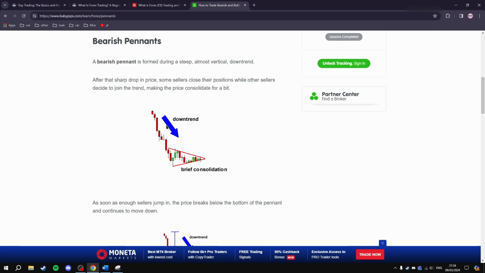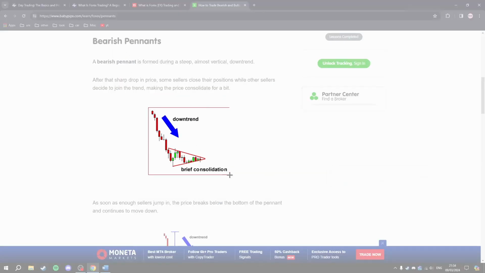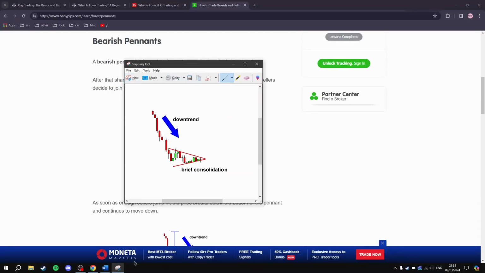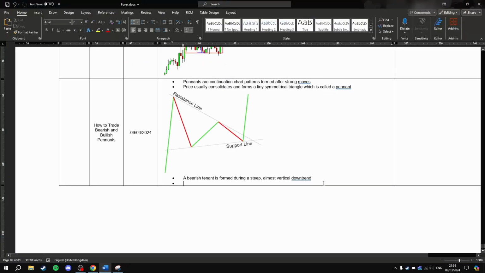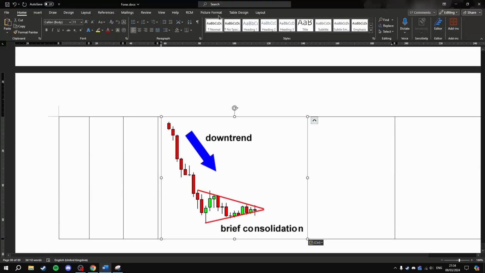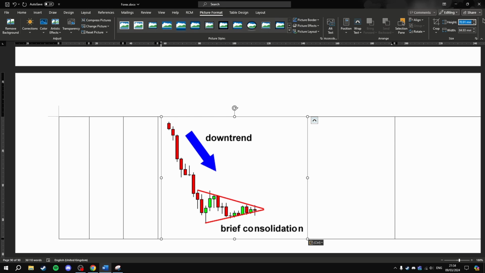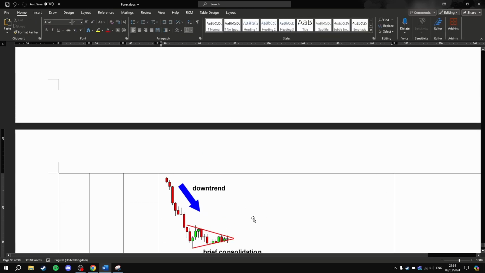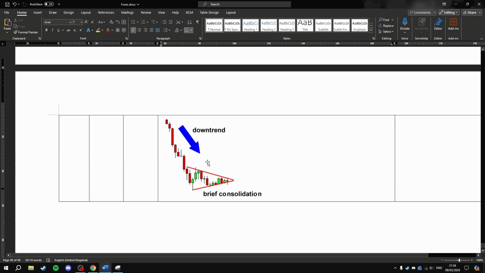After that sharp drop in price, some sellers close their positions whilst others decide to join in the trend, making the price consolidate for a bit. Right, okay, so we can see that triangle is the pennant, as they call it. So that triangle there is that grey triangle here.